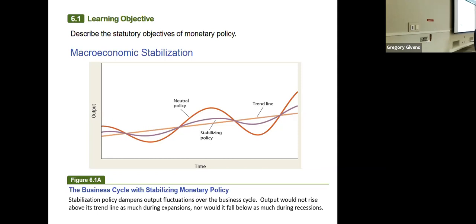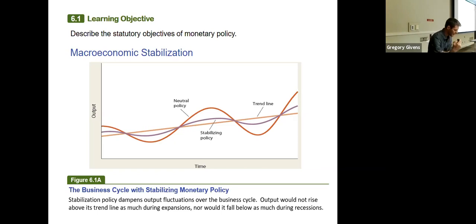What type of policy would the Fed want to implement in order to bring output and employment back down towards its trend? A contractionary or an expansionary policy? Michael? A contractionary one, right? So in expansions, we want to implement a contractionary monetary policy. During recessions, when output is below the trend, you want to do the exact opposite, right? Try to stimulate the economy by implementing an expansionary monetary policy. That will help speed up output growth and get us back closer to the trend line over time.